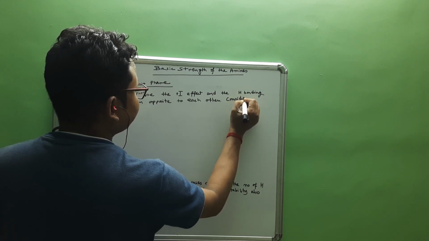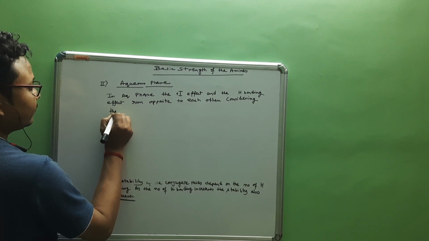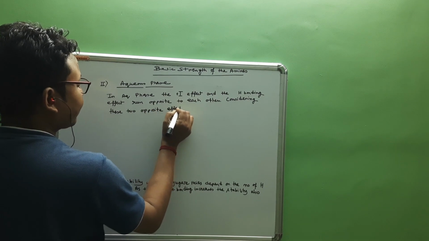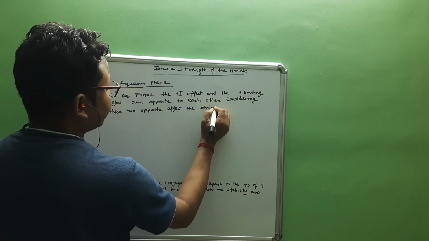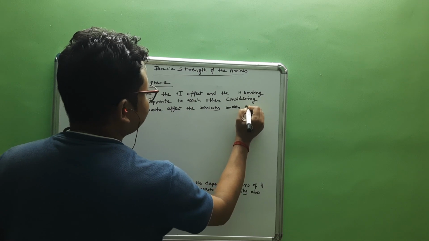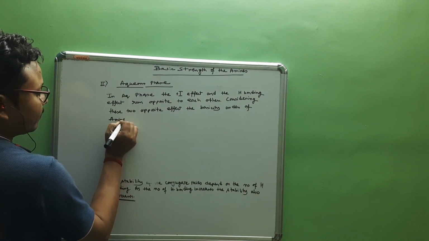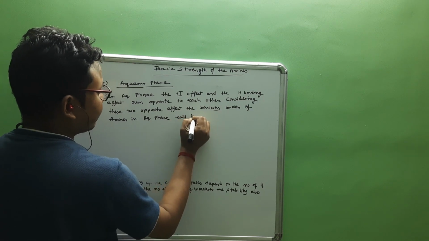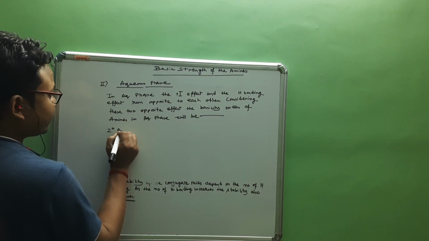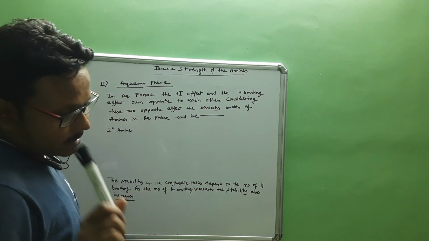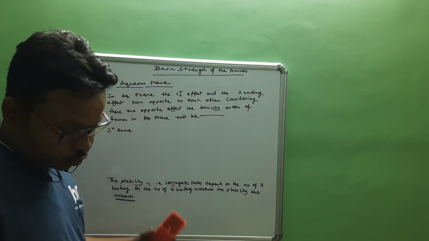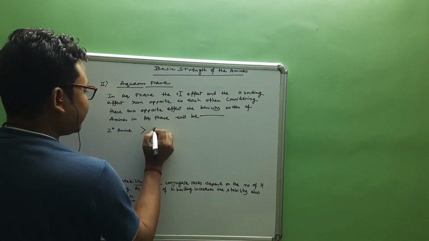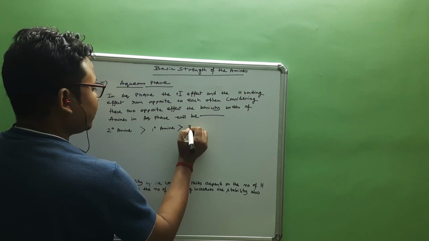Considering these two opposite effects, the basic strength or basicity order of amines in aqueous phase will be: 2 degree amine is the most basic amine. 2 degree amine is the most basic amine in aqueous phase, considering the two opposite effects, the inductive effect of the alkyl group and the number of hydrogen bonds. 2 degree amines, then 1 degree amine, then 3 degree amine.